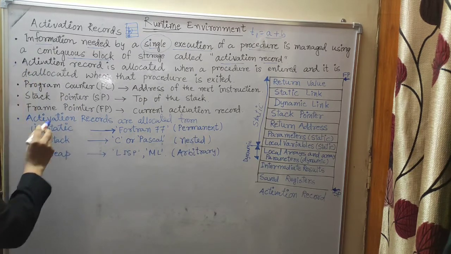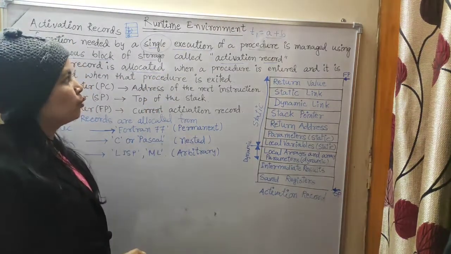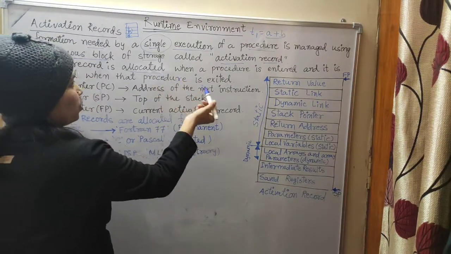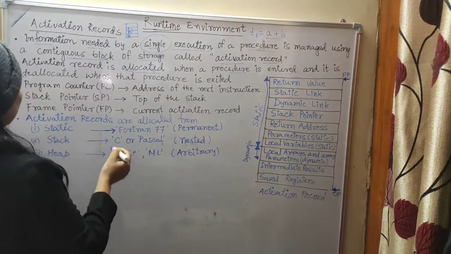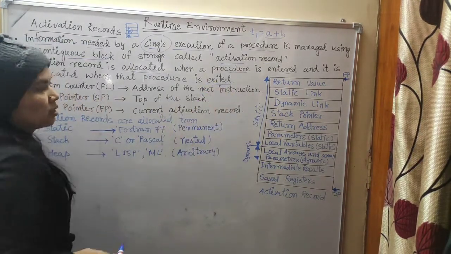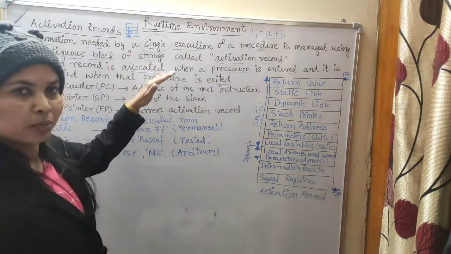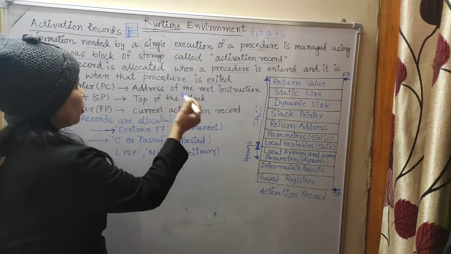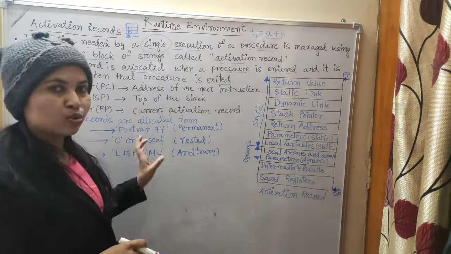Now in this second point, an activation record is allocated when a procedure is entered, and it is deallocated when that procedure is exited. If in this stack we have seen it, an activation record is allocated when a procedure begins or is entered. Entered, begins, same meaning. Allocated means we will push the data, that means we will store the data in the storage allocation.